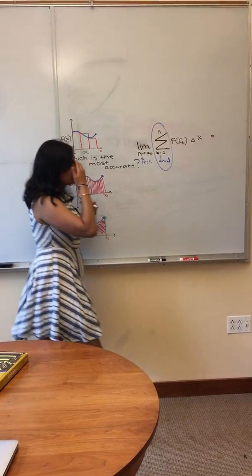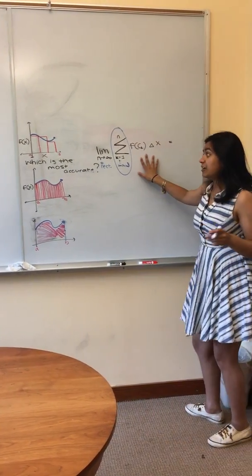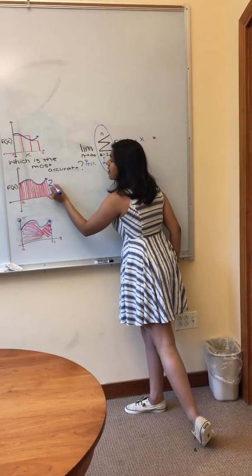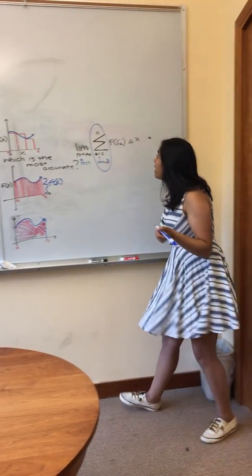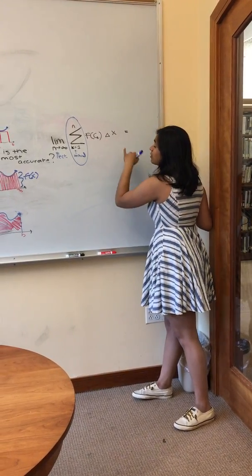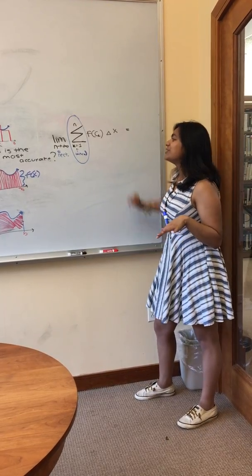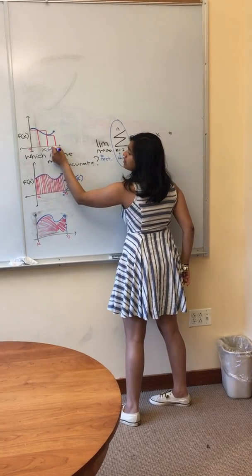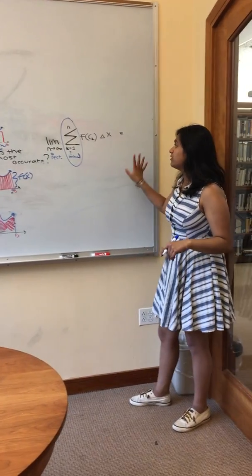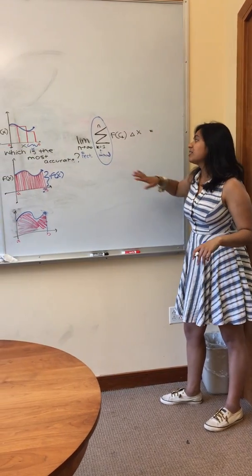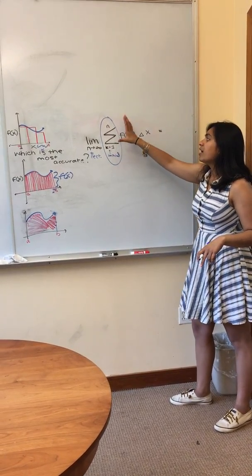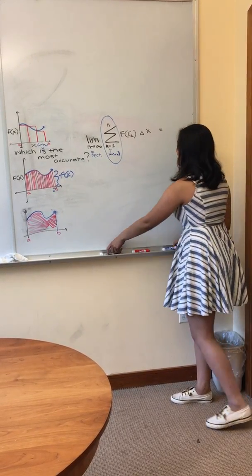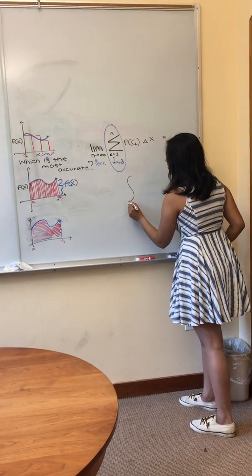And this represents the area of the rectangle, because this is the height of the rectangle, f of x, and this is the width of the rectangle, as it's the difference between two x values. So that would just be this little delta x right there. If you take all of these together, the limit as the number of rectangles goes to infinity of the sum of the areas of the rectangles, you then get an integral.